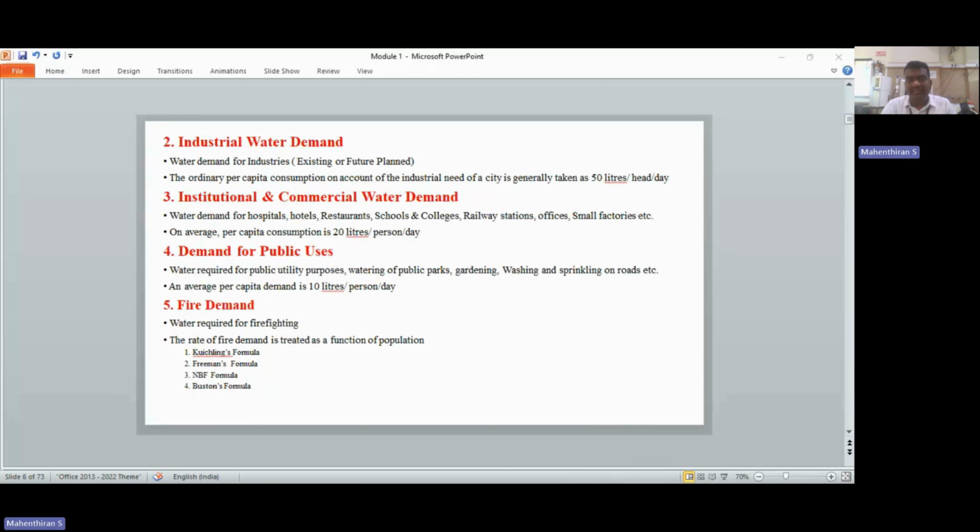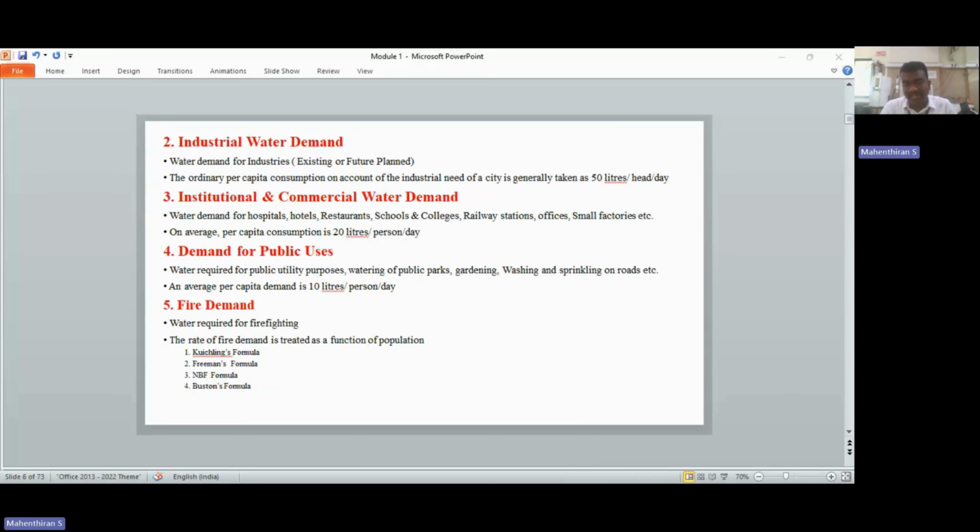In this slide, we are going to discuss an important component of urban water supply planning, that is non-domestic water demand. Specifically, here we will focus on 4 categories. First one is industrial water demand. Next one is institutional and commercial water demand, followed by public water demand and fire demand.